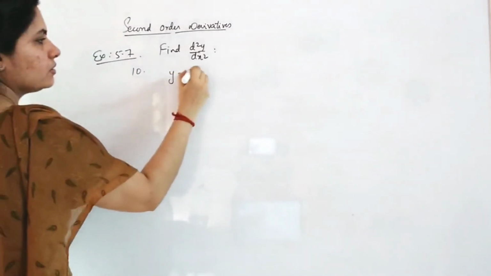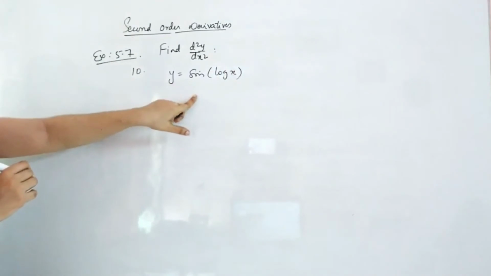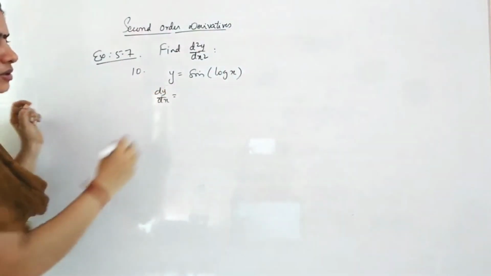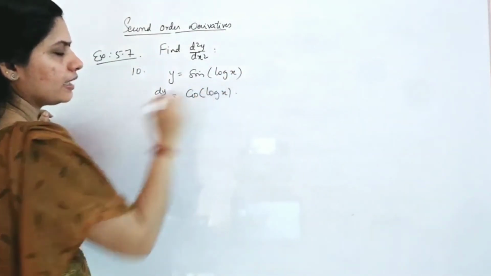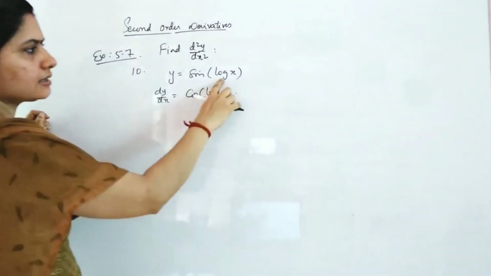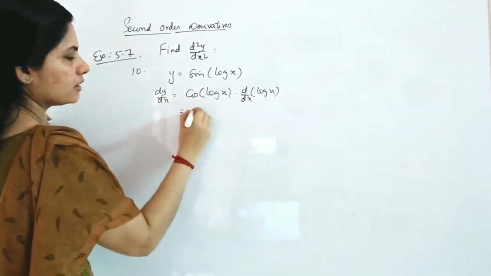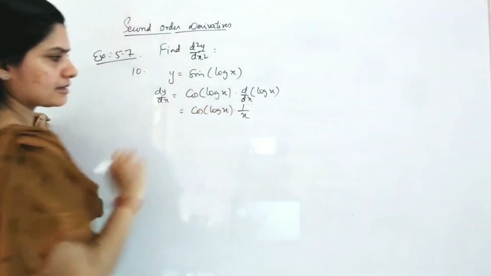y is equal to sine of log x. So sine of log x will give you dy by dx is equal to sine of something will become cos of that, into what is that? That is derivative of log x. So its derivative should also be written. That means we are getting cos of log x into 1 by x.